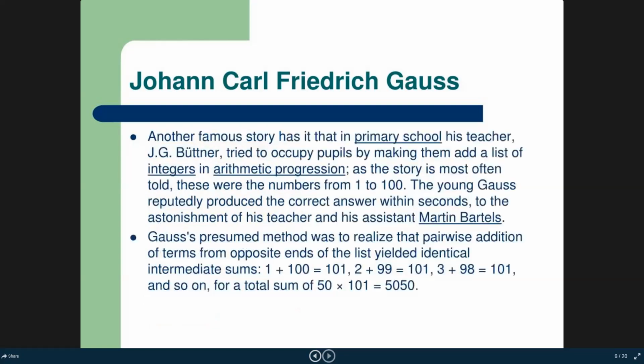So the story goes, he's in primary school and they make him sit in the class. And the teacher said, listen to me, all of you are to add up the numbers 1 to 100. And within, they say in seconds here, Gauss produced the answer. And the teacher wanted to know, well, how did he do that? And I think they're trying to give you an explanation here.